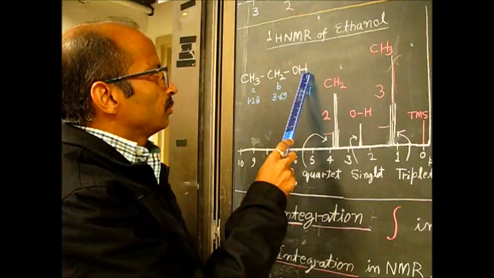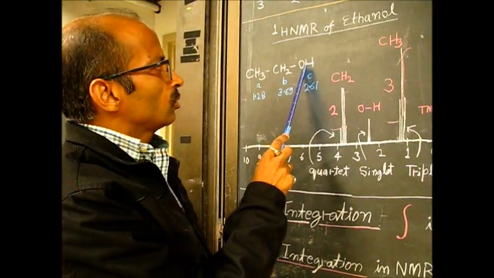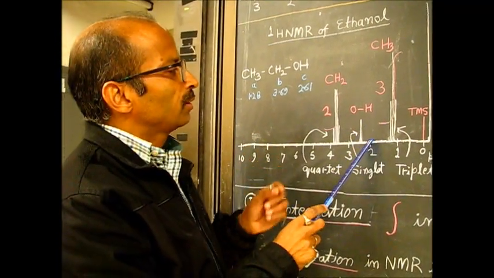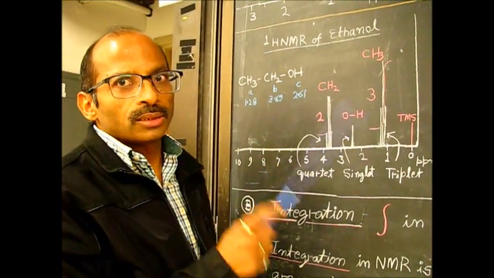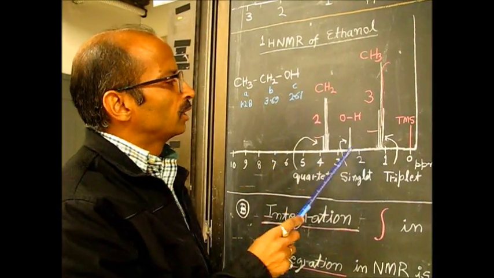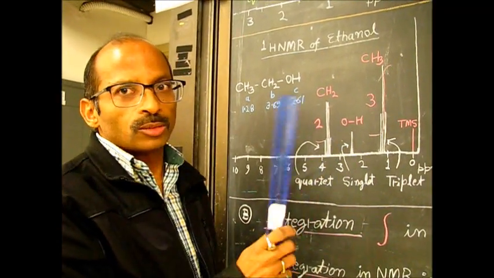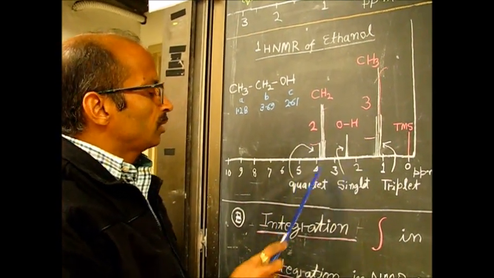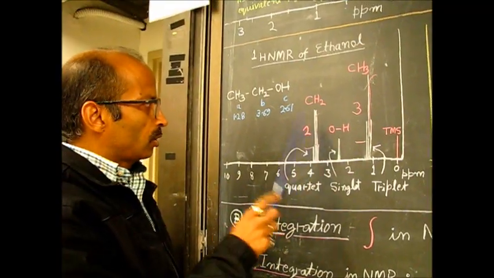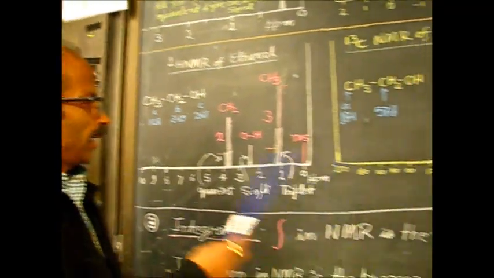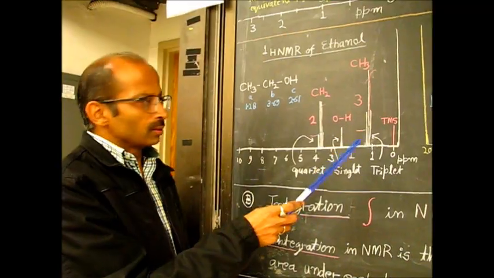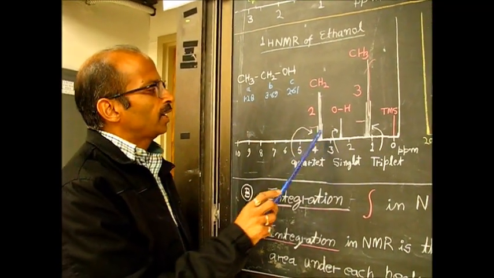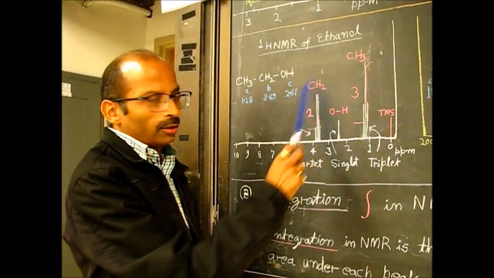Now, the OH hydrogen usually appears as a singlet because it's less affected by the multiplicity, and it also comes as a small peak. Usually OH and NH appear very small. So here you can see that we have a triplet, a singlet, and a quadruplet. And they are all in the aliphatic area. Because ethanol has aliphatic groups, they appear within 0 to 5. So this is the aliphatic area.